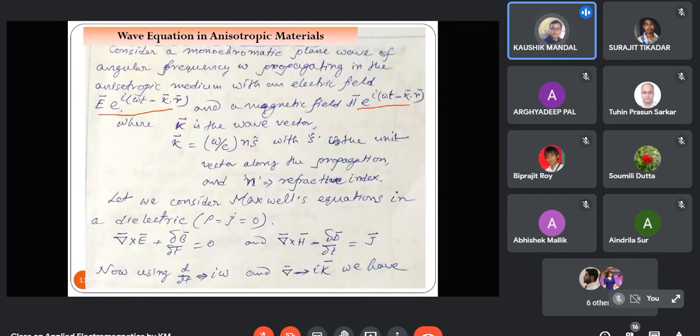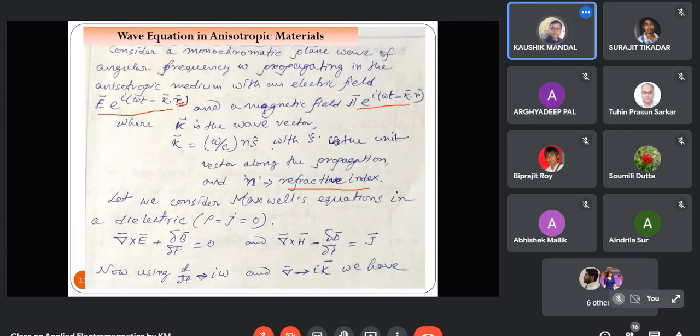Electric field E equal to E_0 e to the power i(omega t minus k dot r). K is the wave vector. We can write this wave vector as omega by c times n times s cap, where s is the unit vector along the direction of propagation and n is the refractive index. Similarly, we can write the corresponding magnetic field by this equation, H equal to H_0 e to the power i(omega t minus k dot r). Here r is the position vector of the corresponding electric and magnetic field. K is the wave vector, k equal to omega by c n s cap, where s is the unit vector along the direction of propagation.